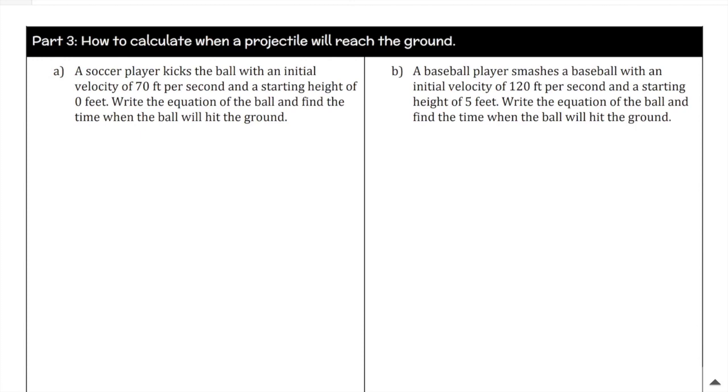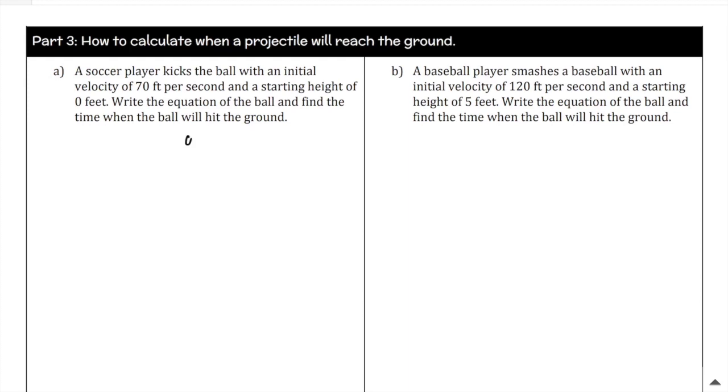Something I want to draw out for you is that we are dealing with quadratics, right? Let me see what this question is about, and then I'll draw you a nice picture. We have a soccer player who kicks the ball with an initial velocity of 70 feet per second and a starting height of 0 feet. So it's going to start on the ground. Write the equation of the ball and find the time when the ball will hit the ground.